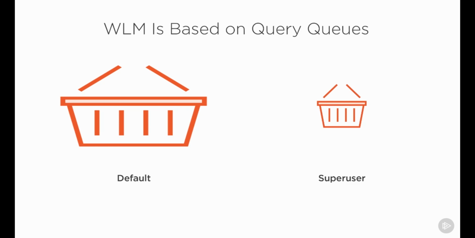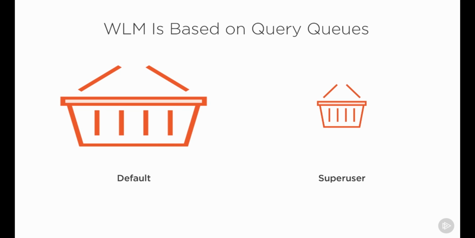Now, by default, Amazon Redshift has two queues, a default queue and then a super user queue. The super user queue is primarily there to ensure that an admin can get in and perform critical tasks no matter what is going on with the default queue. There will always be a few resources dedicated for the super user.